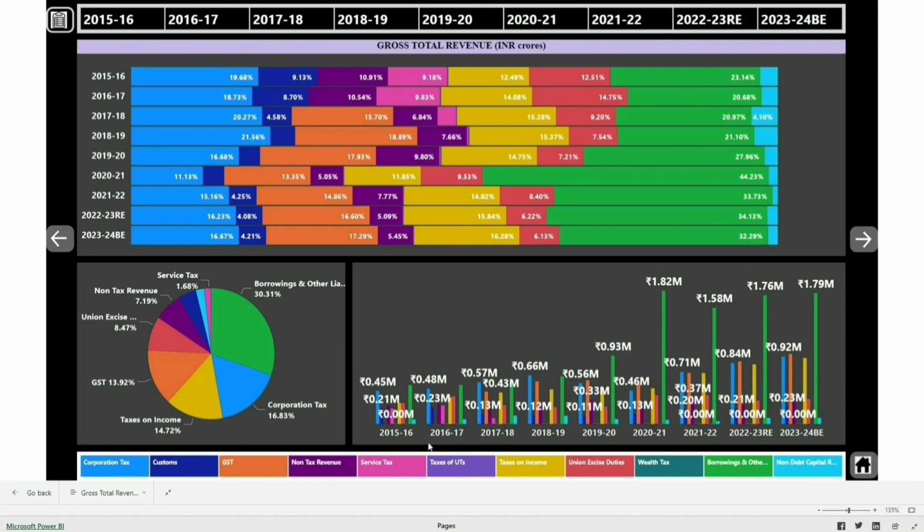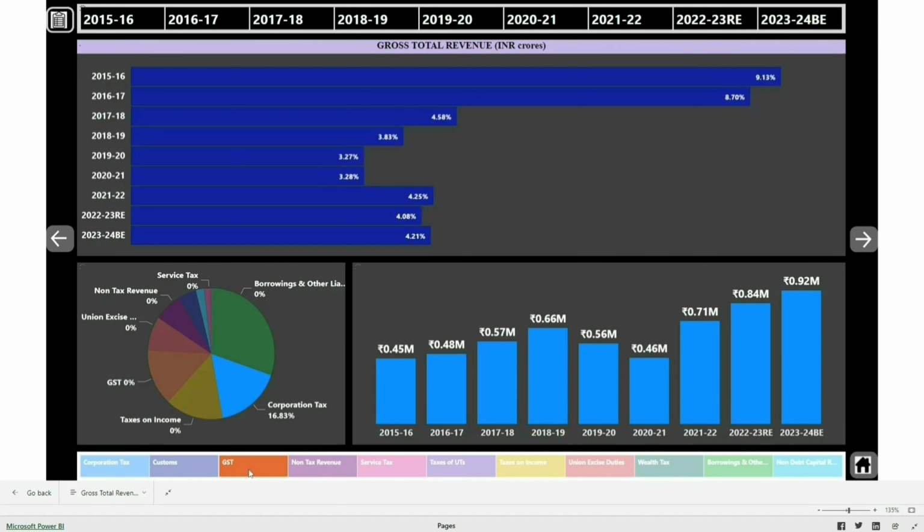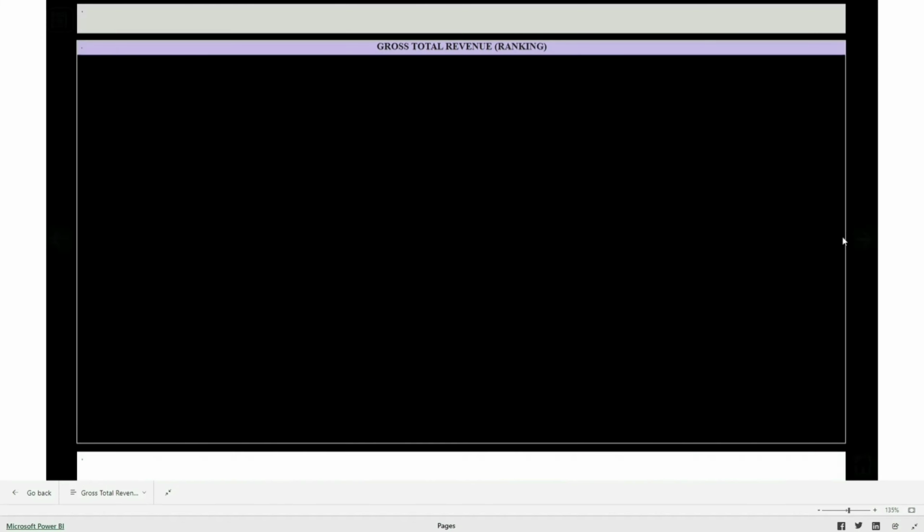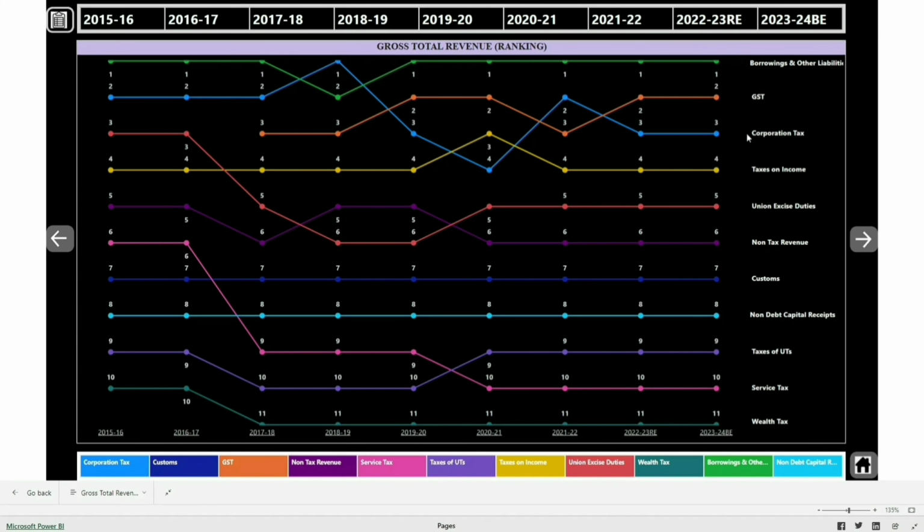Here you can see the various sources of revenue for the government of India, right? You can click on each of the categories and see what it has been contributing in terms of percentage to the government's gross total revenue, and of course, in amounts as well in INR crores. You can see GST was only introduced in the year 17-18. Going forward, here you can see the ranking for each category as a contributor to gross total revenue for the government, right?